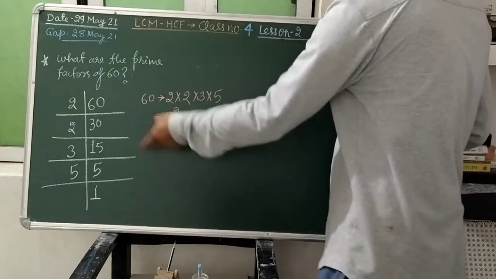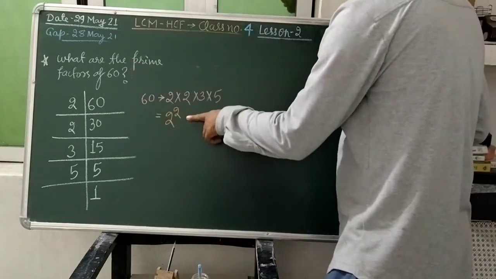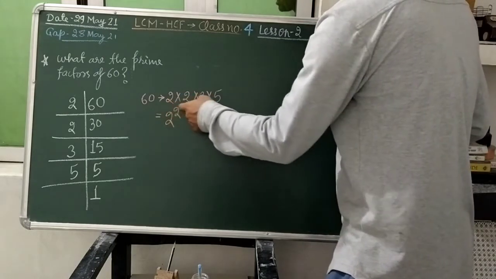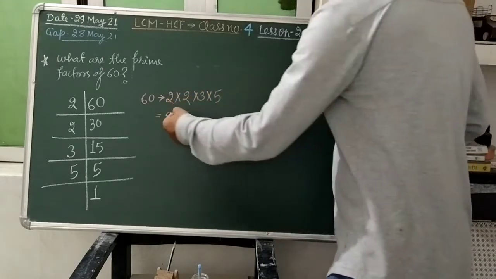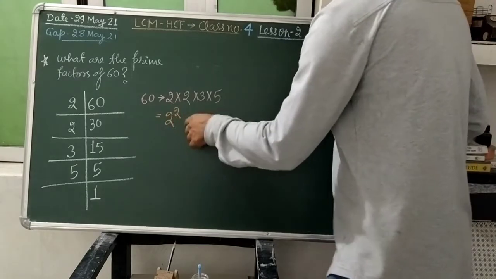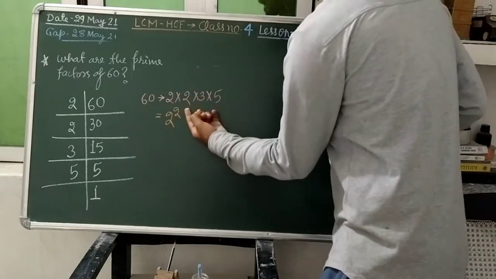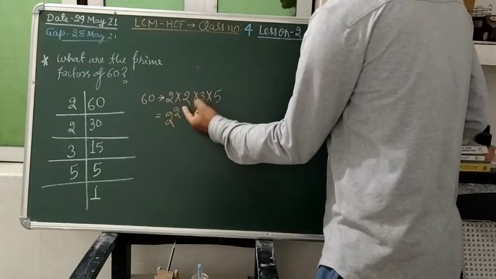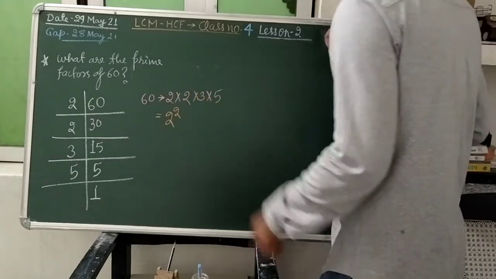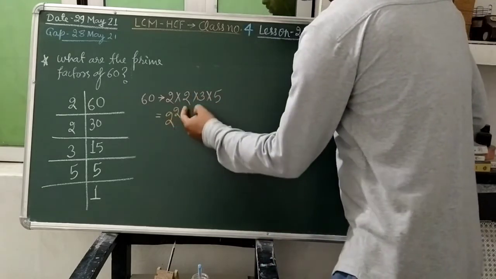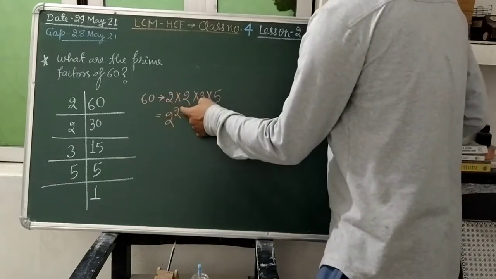2 to the power 2. Why? Because here 2 is 2 times. So we shall write that 2 to the power 2. It will be on the head of this one. We shall not write here. We will write on the head of the given number.